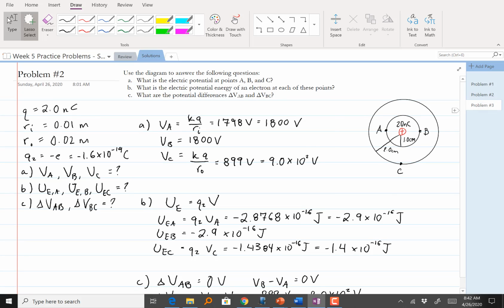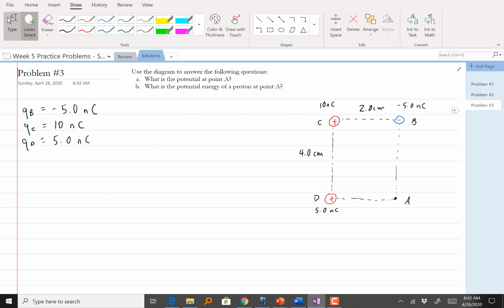Okay, and then last, we're looking at the superposition, where we're saying to find the voltage from a bunch of different point charges, I just have to add them up. So we're looking for the potential at point A from the charges at points B, C, and D, moving counterclockwise around that rectangle, and then the potential energy of a proton at that point A.